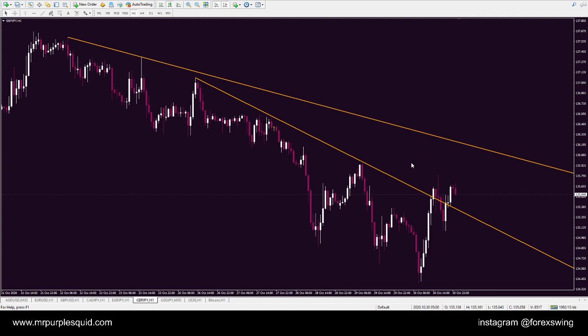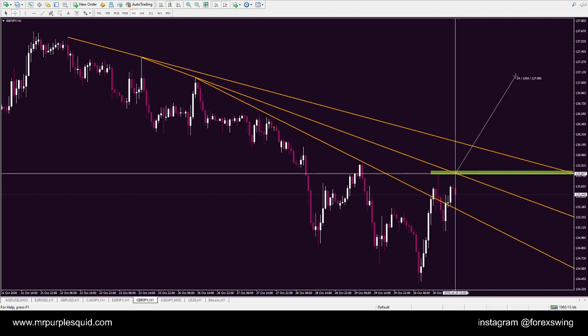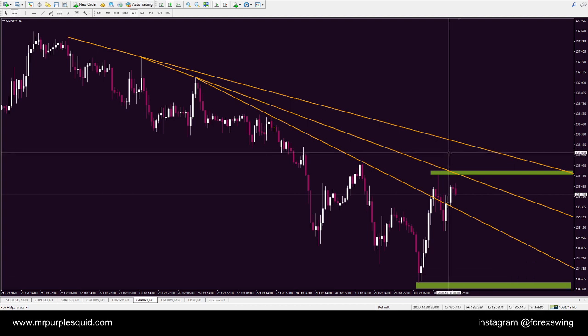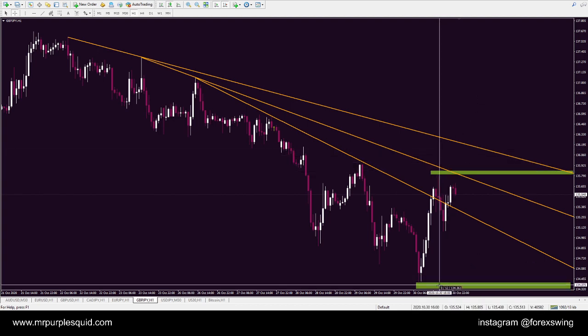All right, guys. So we also could draw this one, right? For me, for this GJ this week, if I get a break of this high, I would definitely buy. And if I get a break of this low, I would also sell. Strong break buy, strong break sell, right? And that's it for GJ.